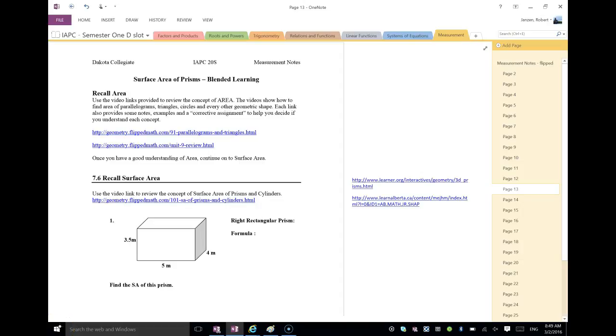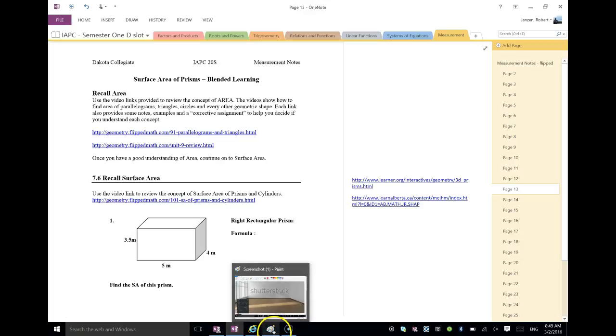Today's lesson is on surface area of prisms. But let's back up a little bit and quickly review what area is. Area is a measurement in 2 dimensions. Now, I have a few videos for you to look at here, but let's do a quick little review.